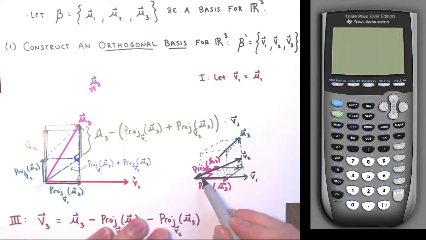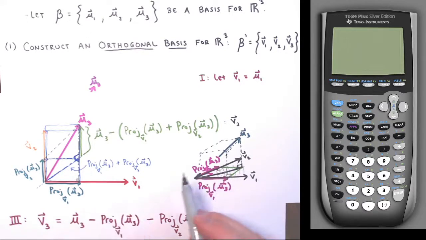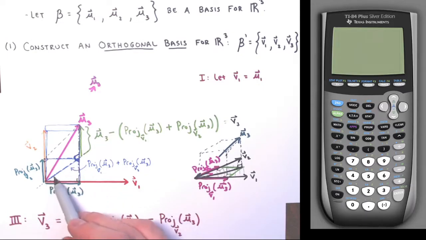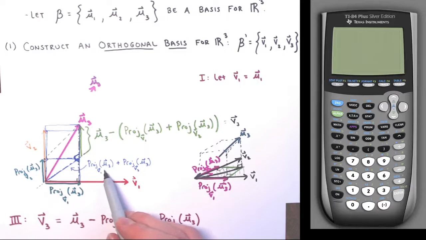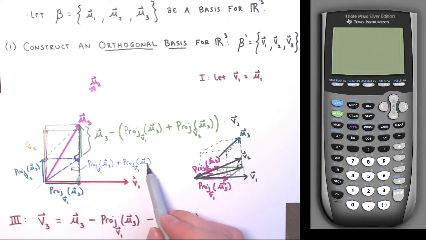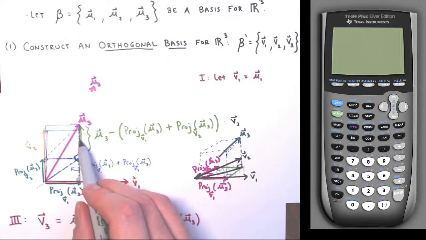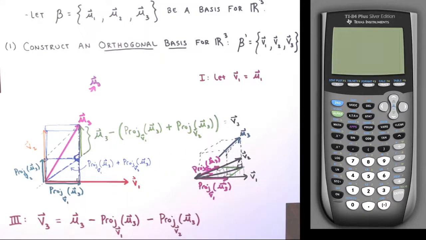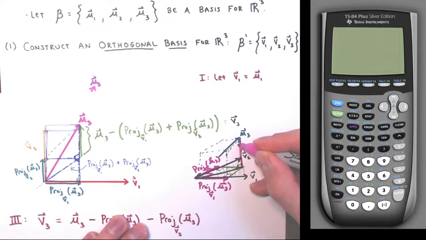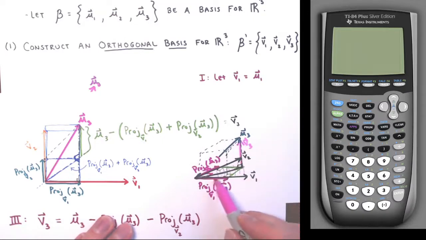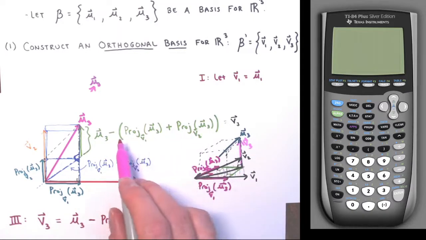And this diagonal, right, the diagonal of the rectangle at the base, is the sum of these projections. That's what I've written over here. The diagonal of the rectangle at the base is the sum of the projections of u3 onto v1 and u3 onto v2. So then the one that's going straight up to the tip of u3 that I'm looking for, this vector would be v3. And that's going to be just u3 minus the sum of those projections. That's what I've written all up here.